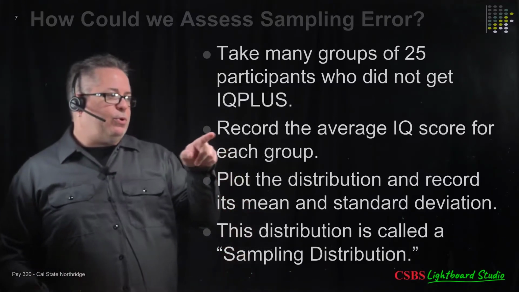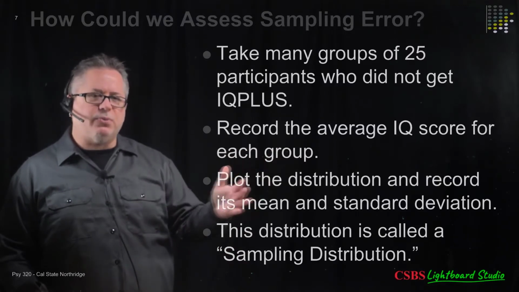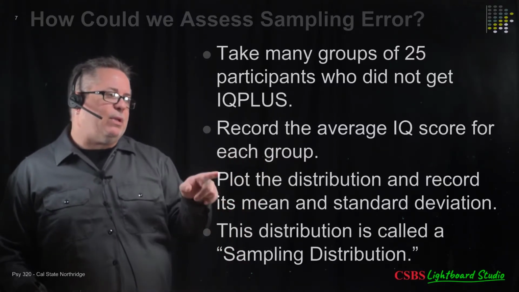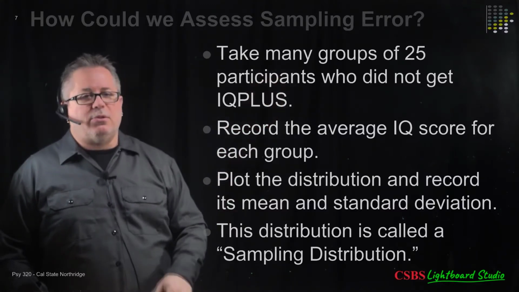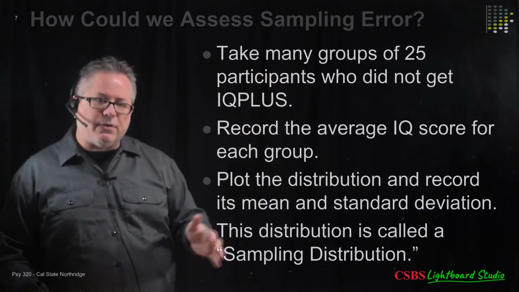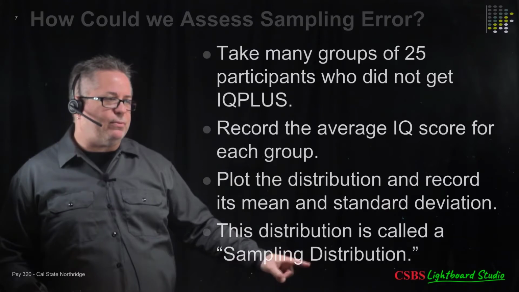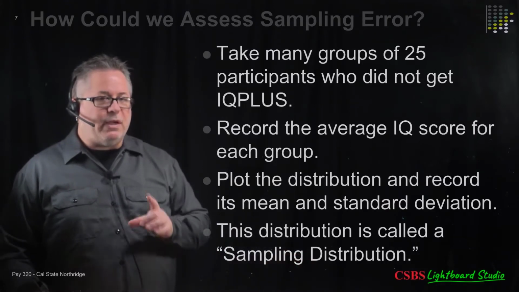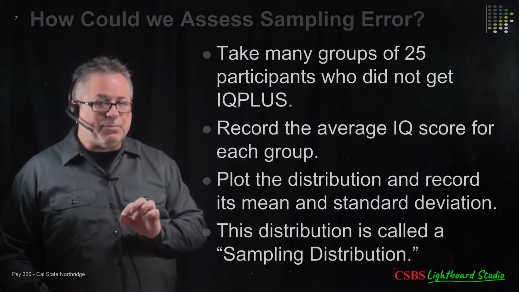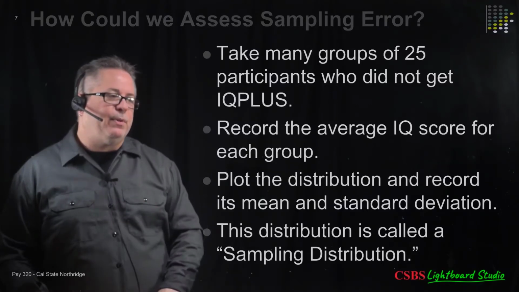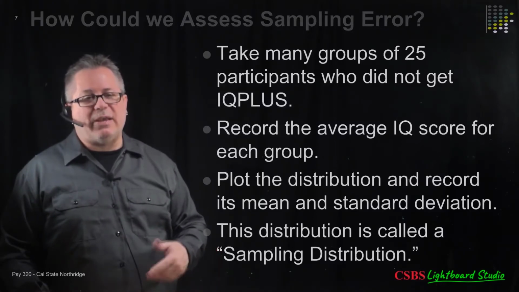We could go through and record the average IQ for each group and get an idea of how much these things are going to vary. We can plot that distribution, the distribution of this large number of samples. We can plot out their means, and what we get is a distribution called a sampling distribution. When we have a single sample, we call that a sample distribution, one distribution. But as soon as we take multiple samples, the term for that is a sampling distribution.